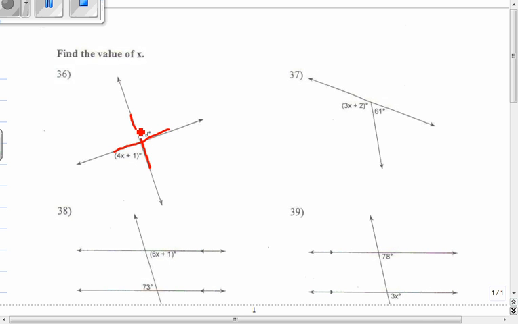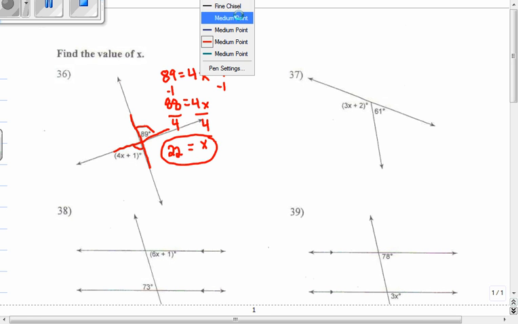Vertical. Thank you. So vertical angles are always congruent. Very good. So we get 89 equals 4x plus 1. Okay, what are we going to do next? Subtract 1 from each side. So we have 88 equals 4x. Very good. Divide by 4. And once we divide by 4, we get 22. x equals 22. Very good.